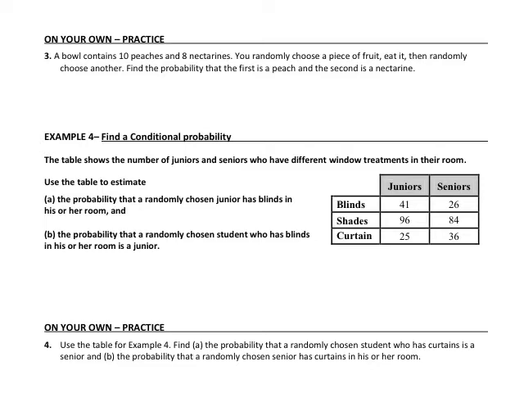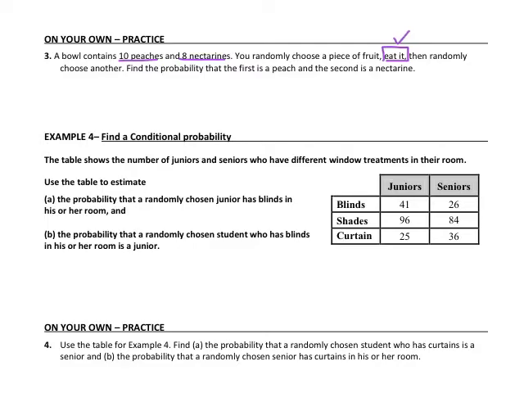And on the back side of the paper, we have the on your own practice problem, where you have 10 peaches and 8 nectarines in a bowl, and you randomly choose a piece of fruit and eat it, and then you randomly choose another one. So using the previous example that I gave, please try to find out if you are going to need to alter your probability based on the fact that you ate that fruit. Did you put it back in the bowl? You have to make that decision and then calculate accordingly.